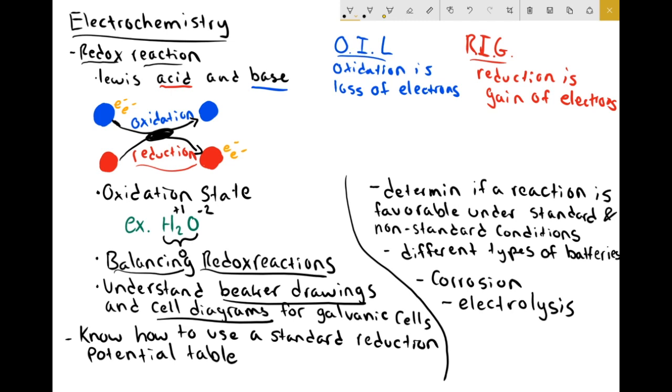And then make sure you know the different types of batteries, primary, secondary, fuel cells. Make sure you also know about corrosion, sacrificial anodes. And then also, the last thing you learned was electrolysis. So make sure you know that and how you can use electricity to separate molecules, like running current through water to separate it into oxygen and hydrogen respectively.